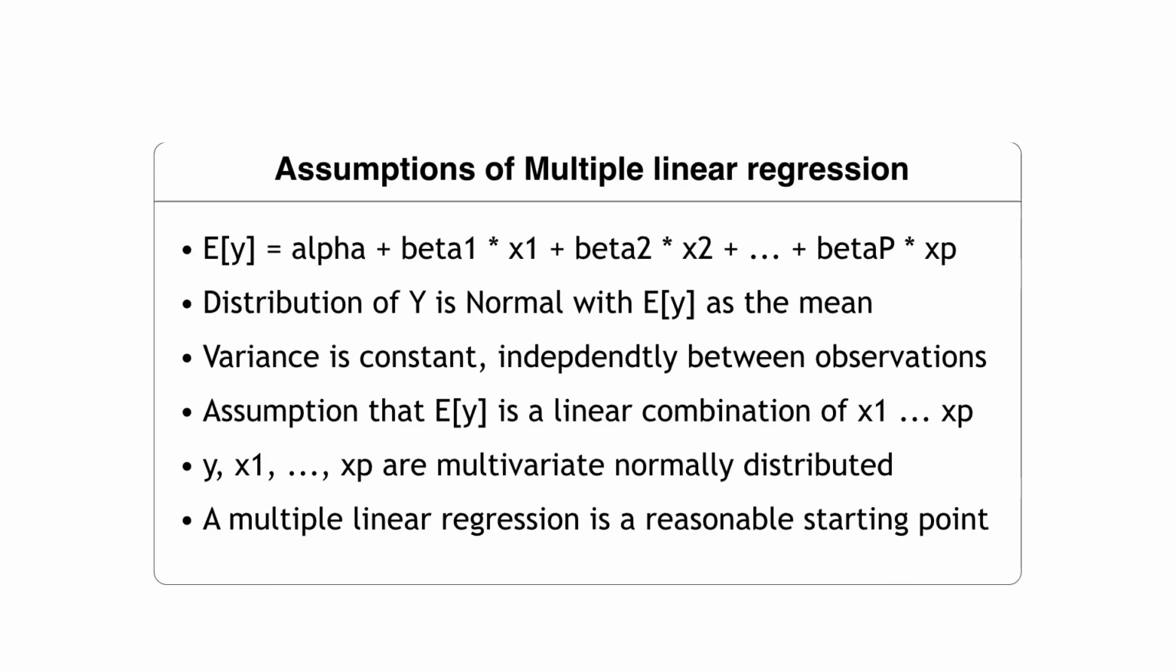And the other thing is that y, x1, through xp are all multivariate normally distributed. If these could be spread onto a space, you could conceptualize a three-dimensional hill for three variables. That will give you sort of a normal distribution of the variables. It is not necessary that all these assumptions will be met. But nevertheless, a multiple linear regression is a reasonable starting point to see what the associations are, and to see if we need to make some transformations that will make it a little more meaningful.